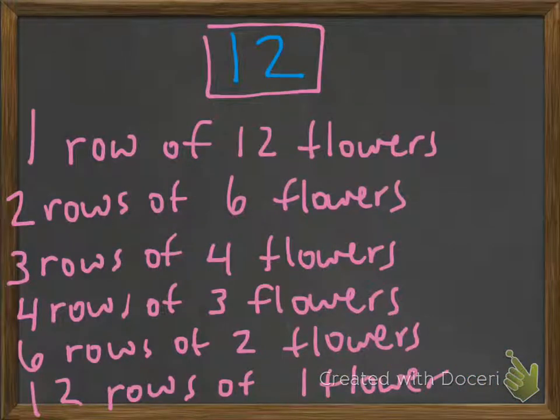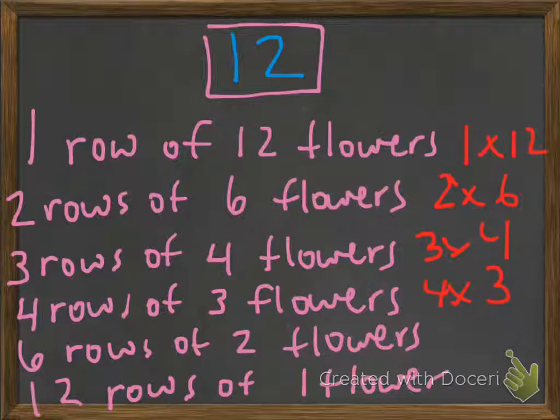Well, we can look at it this way. He could actually have one row of 12 flowers. So that would be really 1 times 12. He could have 2 rows of 6 flowers. So that would be 2 times 6. He could have 3 rows of 4 flowers, 3 times 4. Or 4 rows of 3 flowers, 4 times 3. 6 rows of 2 flowers, 6 times 2. And 12 rows of 1 flower, 12 times 1.